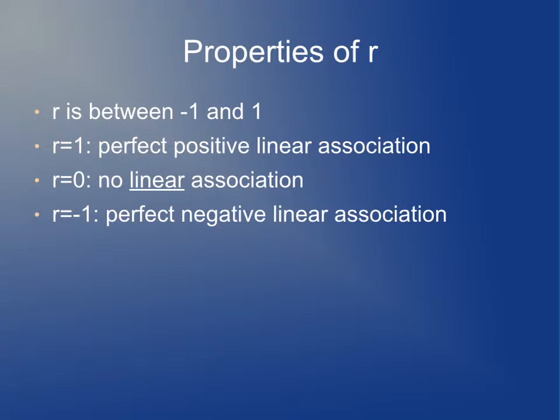The properties of the correlation statistic R is that it's always between -1 and 1. If R is equal to 1, that implies a perfect positive linear association. -1 implies a perfect negative linear association. In general, if R is positive, then the association is positive. If R is negative, then there's a negative association. R of 0 implies there's no linear association. It doesn't imply there's no association at all, as I'll show here in a minute, but if an association exists, it's a nonlinear association.